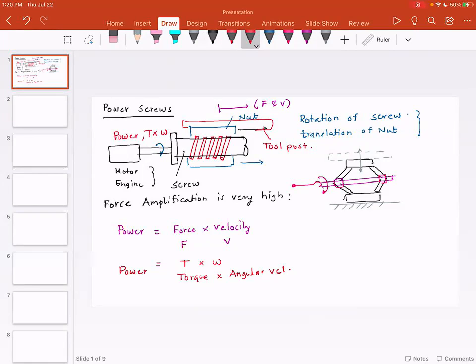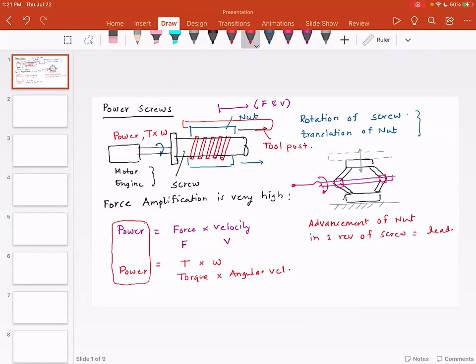Energy can neither be created nor destroyed. So these two powers, assuming 100% efficiency, are equal, one and the same. However, and this is very important, the advancement of the nut in one revolution of the screw is equal to the lead. So this lead is very small.